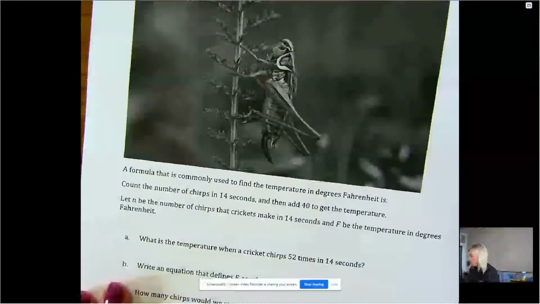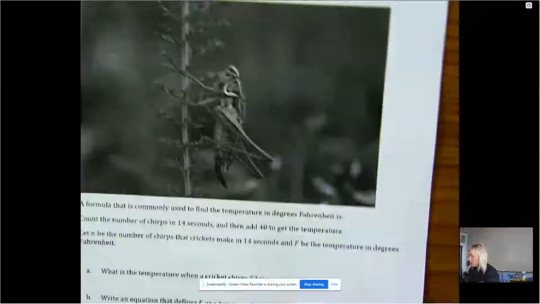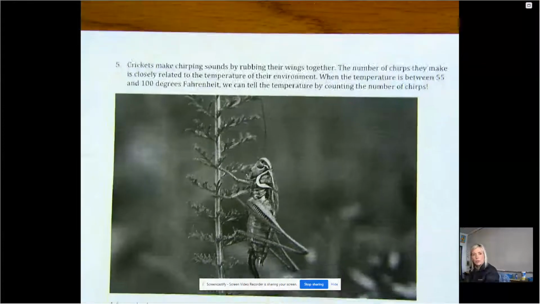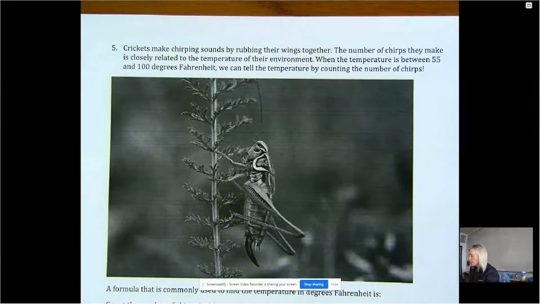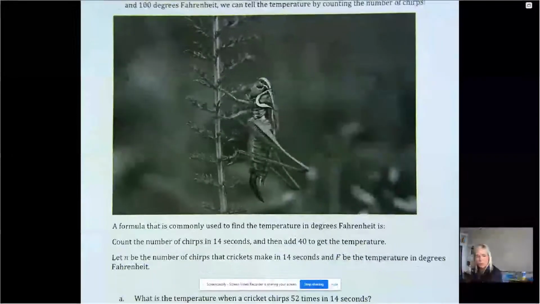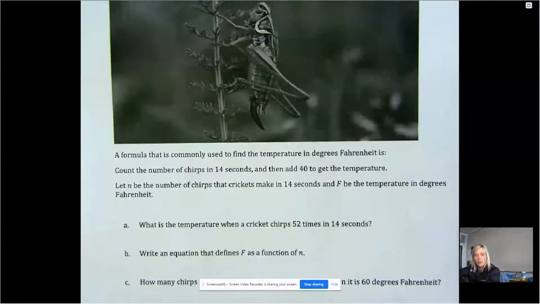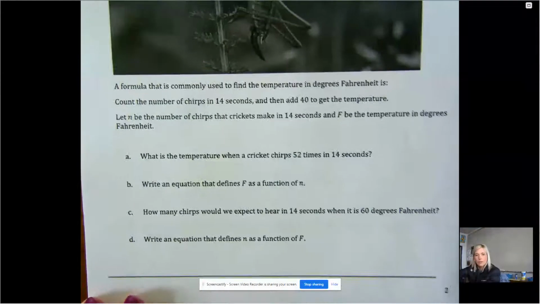Okay, and then we have number 5, the cricket problem. So it says, get this back up to the top, there we go. Crickets make chirping sounds by rubbing their wings together. The number of chirps they make is closely related to the temperature of their environment. When the temperature is between 55 and 100 degrees Fahrenheit, we can tell the temperature by counting the number of chirps. So that's interesting. And then below the giant picture, it says a formula that is commonly used to find the temperature in degrees Fahrenheit.